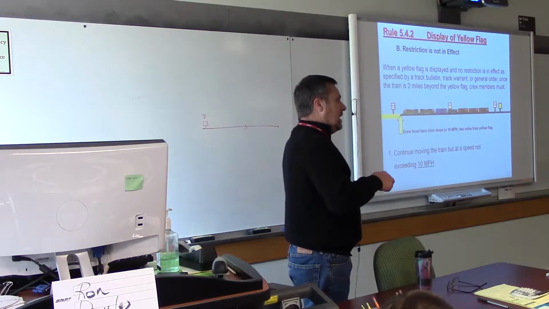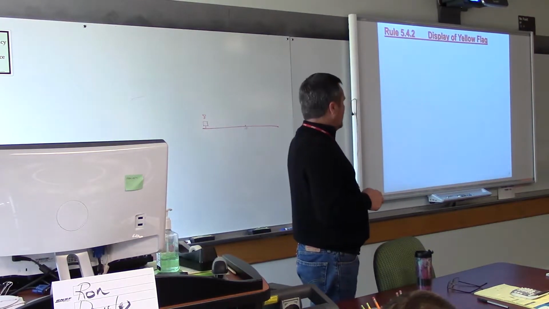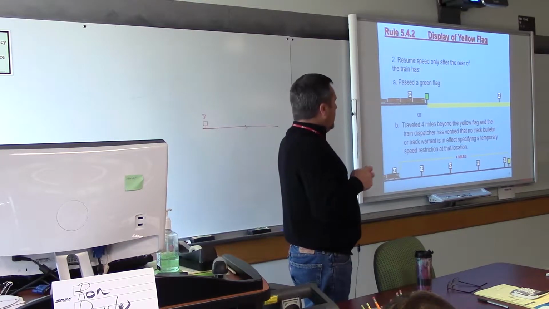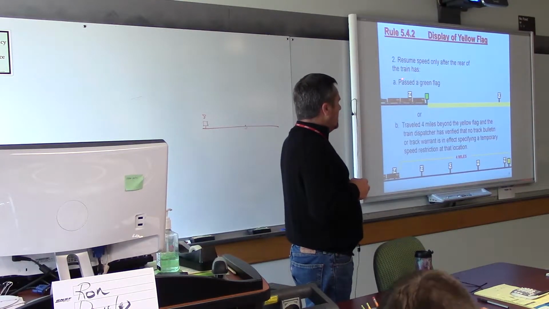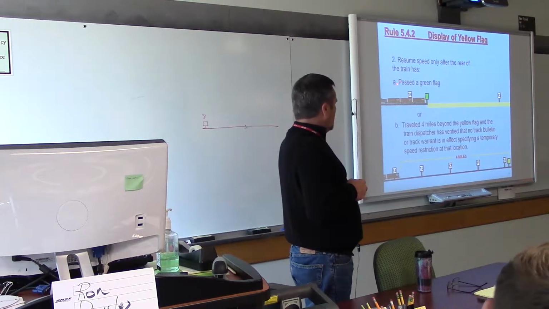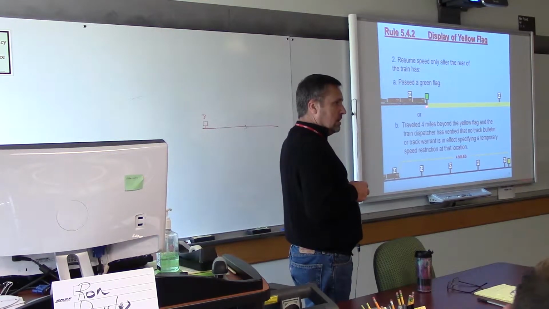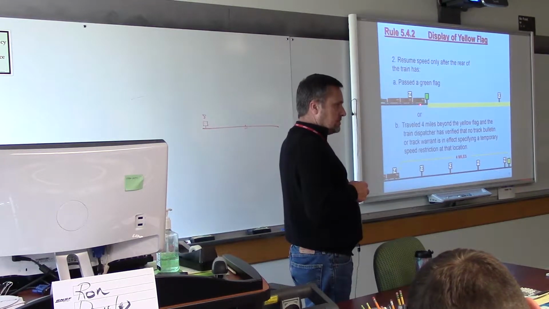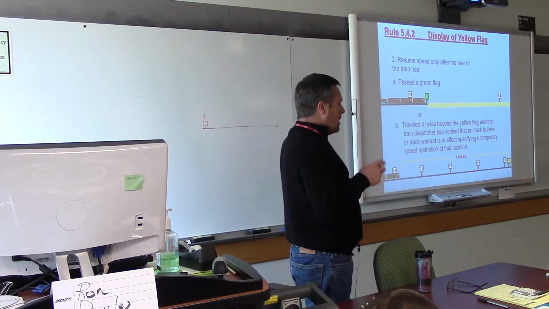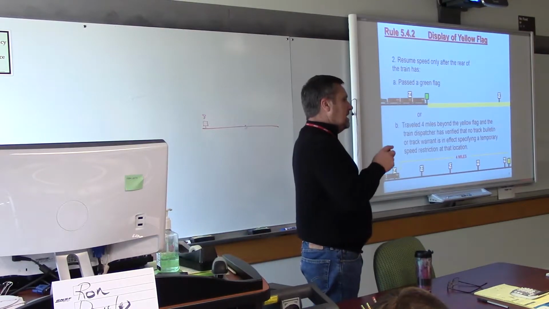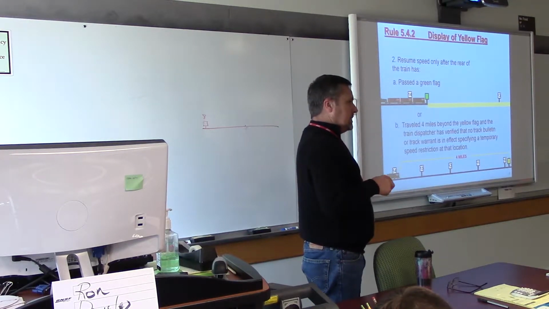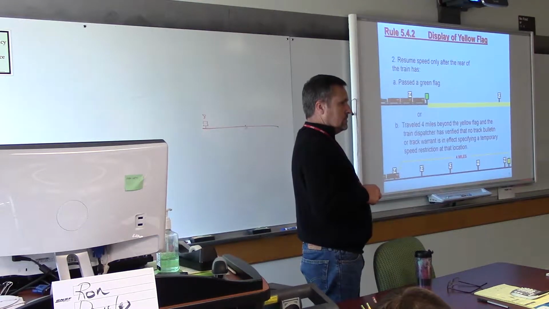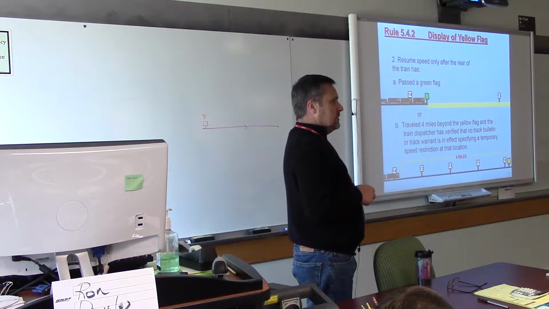Okay? Now, how long are we going to stay at 10 miles an hour? We are going to stay at 10 miles an hour until one of two things happen. We've either passed a green board, the rear end of our train, or, if there is no green board out there, we have traveled 4 miles beyond where we saw the yellow board, and verified with the train dispatcher that there's no bulletin in effect for that area. Okay? I hope you got that memorized.